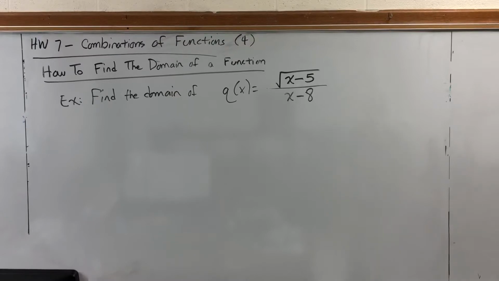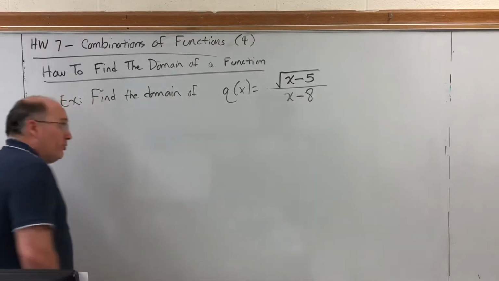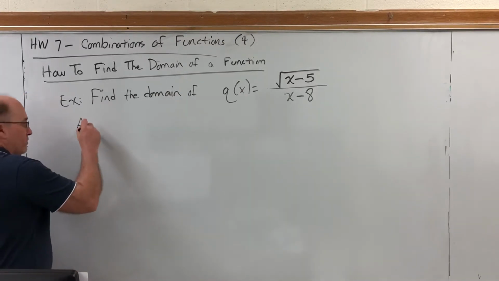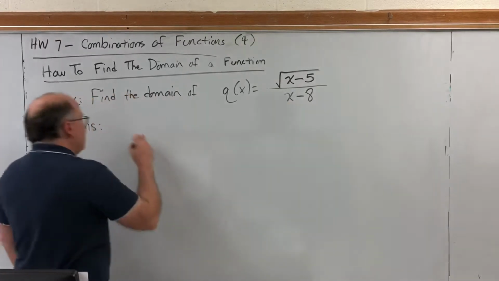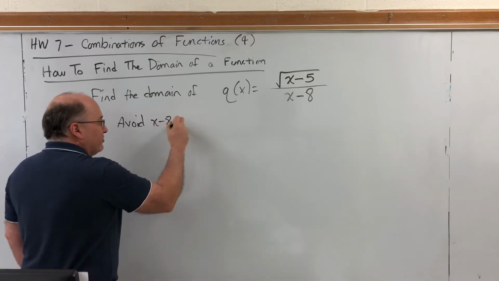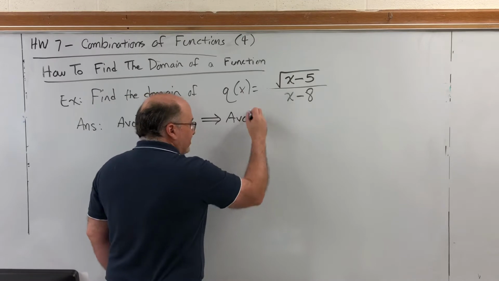So how do you find the domain of a function like q of x equals the square root of x minus 5 all over x minus 8? That has both radicals and denominators. And the answer is, you deal with both of them and make sure your domain abides by what each one requires. For example, because of the denominator, we need to avoid x minus 8 equals 0. That means that we need to avoid x equals 8.